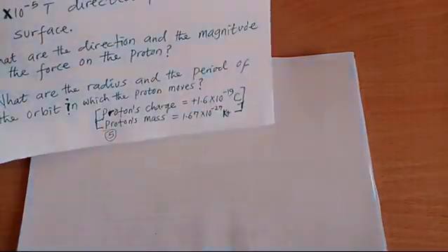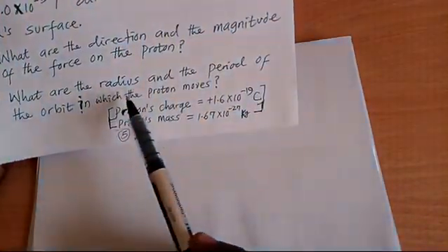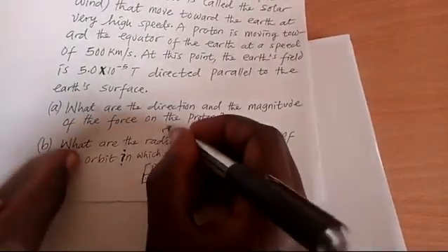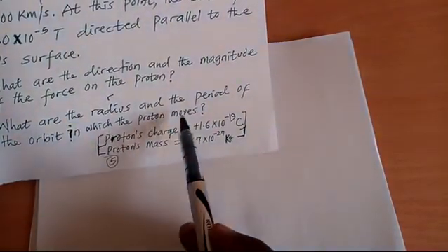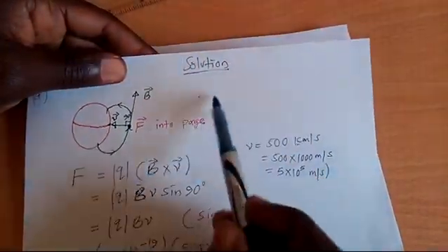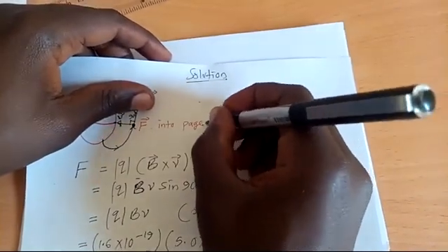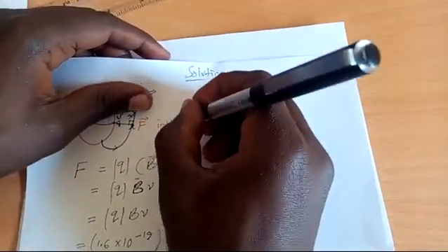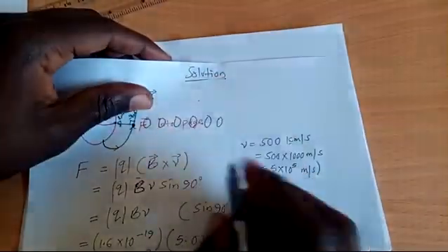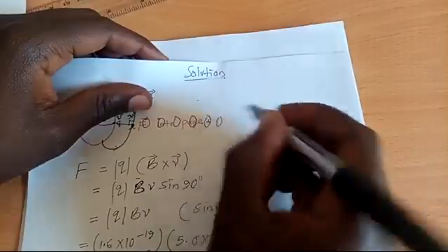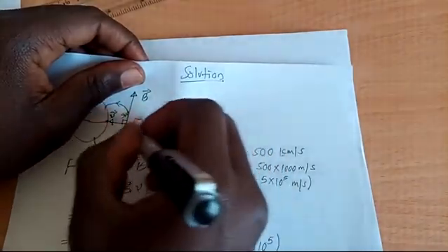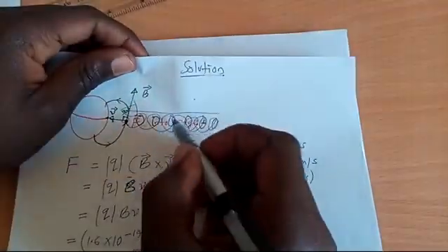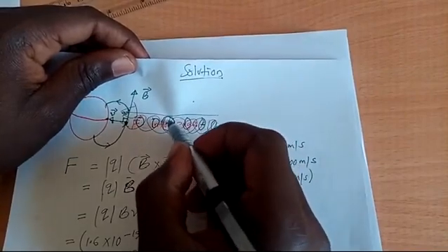Part B asks for the radius. You are expected to find R, the radius, and the period of the orbit in which the proton moves. We say that the proton, as it approaches the earth here, is moving along a circular path. It has its own circular path as it is moving, like this as it approaches the earth. So the question is, if we take one of its circles, what will be the radius of this orbit?